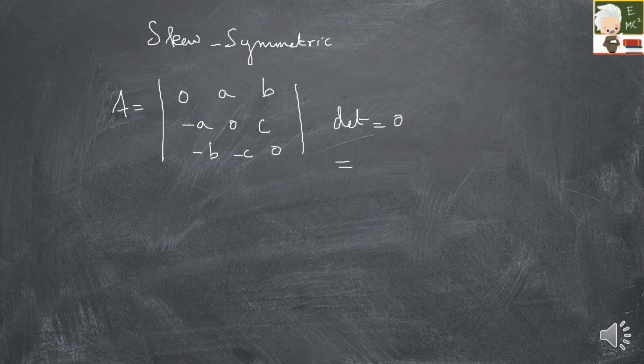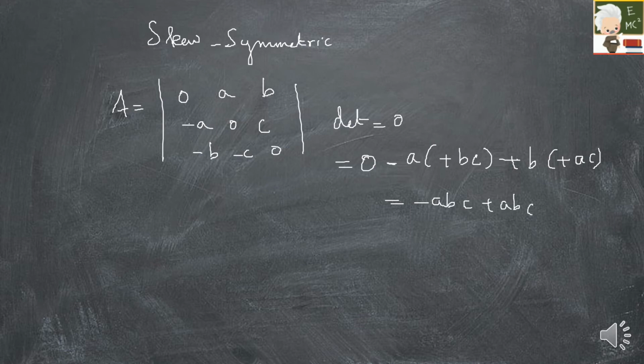Just take and try. The first term is 0. Next is minus A into minus BC. Minus of minus is plus BC. Plus B into minus A into minus C, which is plus AC. So you will have minus ABC plus ABC, which is 0. So the determinant of a skew symmetric matrix is always 0. Just remember this.